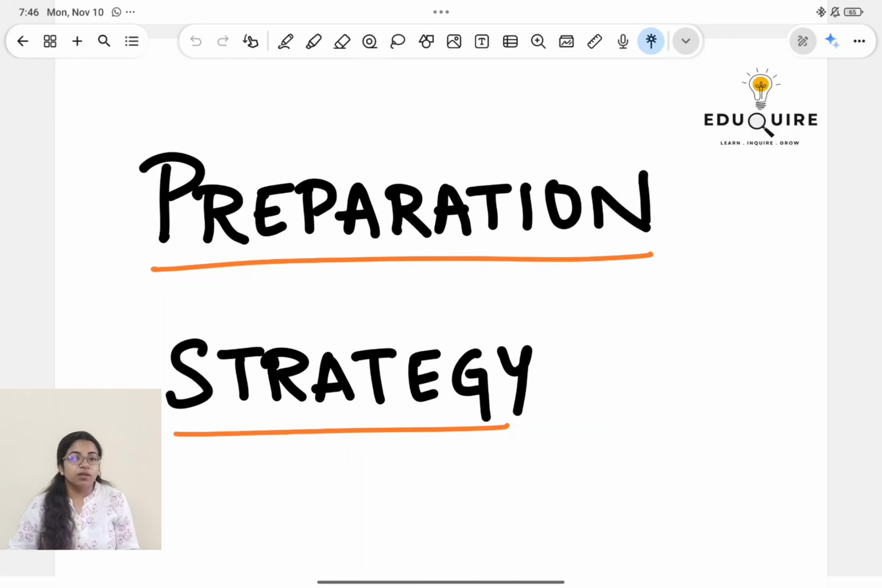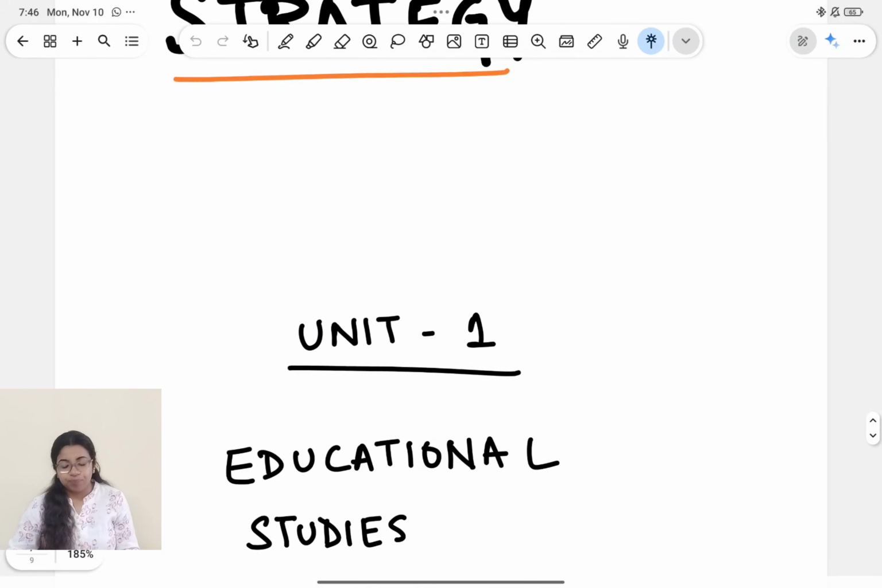Then attempt topic-wise mock tests before you attempt the whole exam-wise mock test. This will help you analyze your weak areas in every subject and make changes. The next one is revise regularly. There should be consistency in your practice. You should remember that cracking NET isn't about studying everything. It's about understanding concepts deeply and revising them consistently.